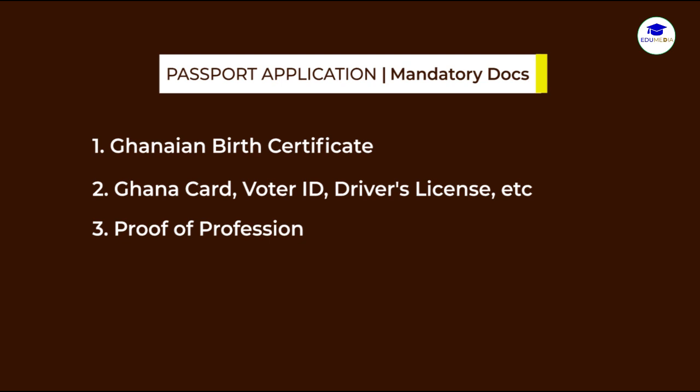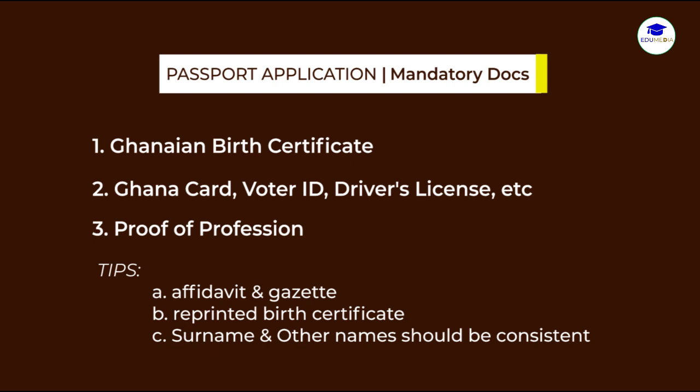Other tips that I want you to take note of is that if you add a name or you totally change your name from what you have on your other documents, then you need another document to support that. So if you change your name, or you've removed one of your names, you need an affidavit, and the affidavit will help you get a gazette for all these corrections. Another option, if you don't want to use the gazetting system, is that if you change your name, then you have to go back to the birth and death registry and get a reprinted birth certificate. That is what you're going to use to apply for the passport.